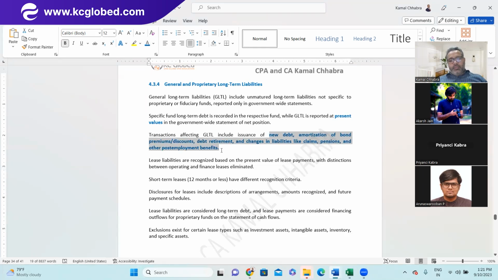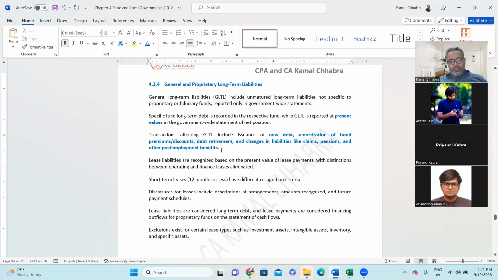It is written that general long-term liabilities are reported at present value. Specific fund long-term debt is recorded at which value? That is not written. Understood. Only the fund is written. Got it. I buy your point. So specific fund long-term debt is being reported in the respective fund, right?